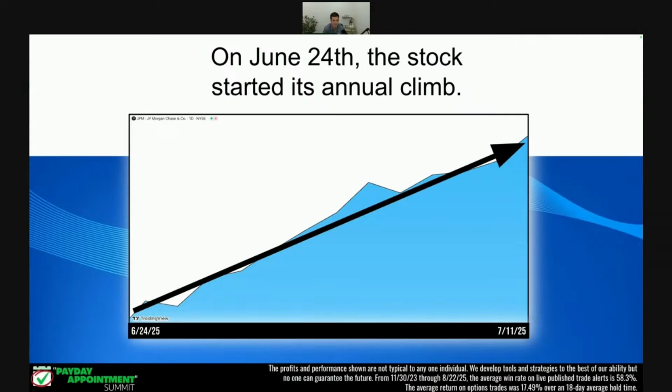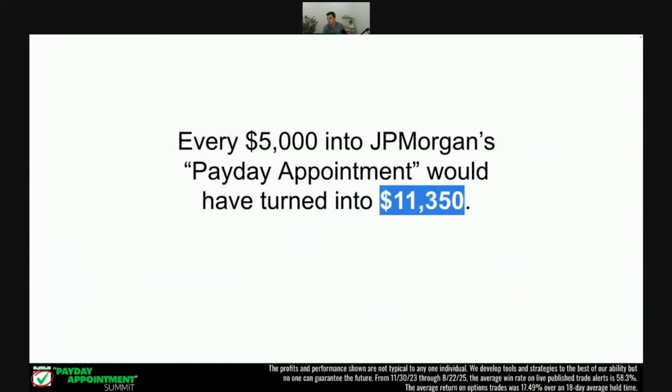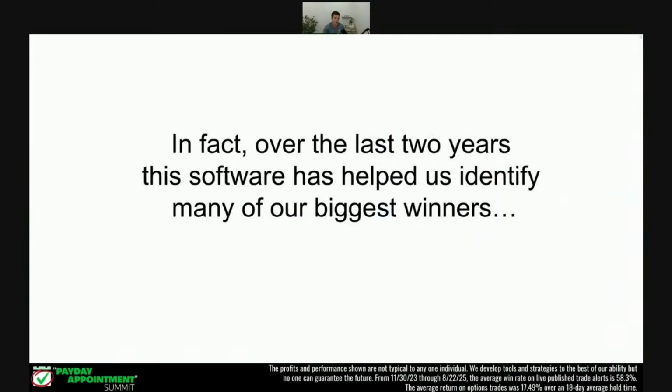June 24th, the stock started its annual climb, and anyone who opened a basic trade with us would have seen a 127% return in just a little over 2 weeks. So every $5,000 into that one would have turned into $11,350. And once again, I personally shared this opportunity with hundreds of my students in real time. My hope is that you'll be one starting today.